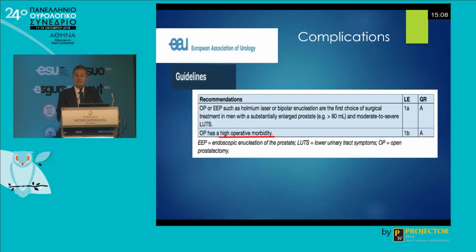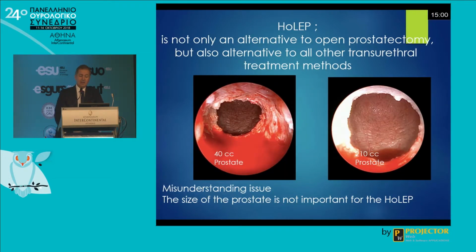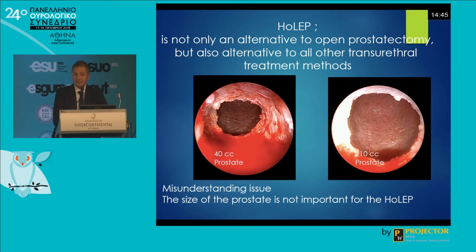But let's look at the complication rates. According to EAU guidelines, open prostatectomy has a high operative morbidity. And HOLEP, but don't forget, HOLEP is not only an alternative to open prostatectomy, but also an alternative to all other transurethral treatment methods. This is the misunderstanding issue. The size of the prostate is not important for HOLEP.